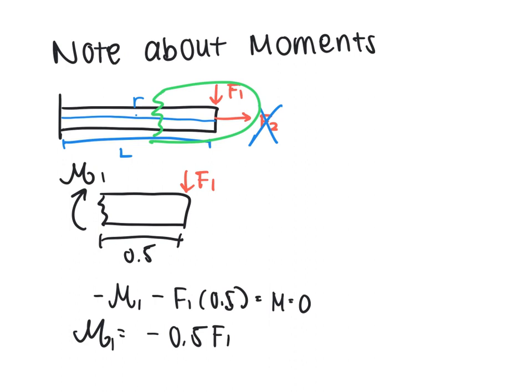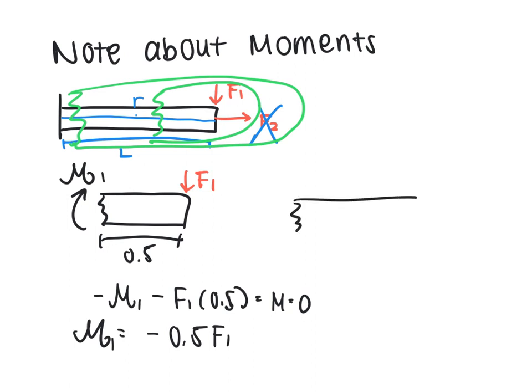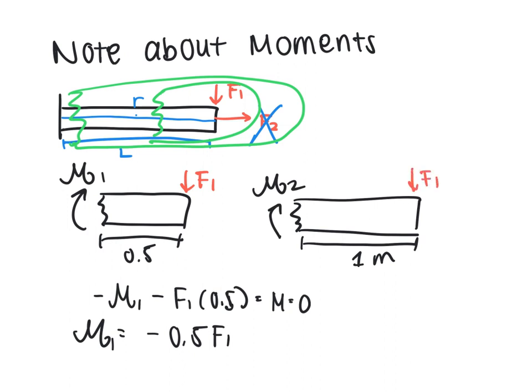However, if I were to cut it further back towards the wall, I would do the same calculations, except now this will be 1 meter, for example. So in this case, our moment 2, the calculations are exactly the same, except instead it'll be negative 1 times F1. So the placement of the bubble matters in this case.